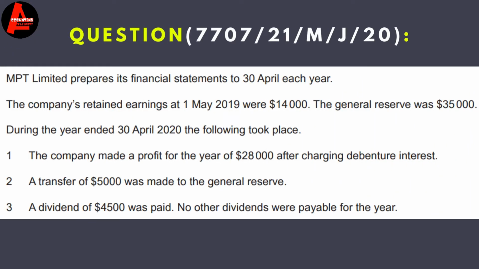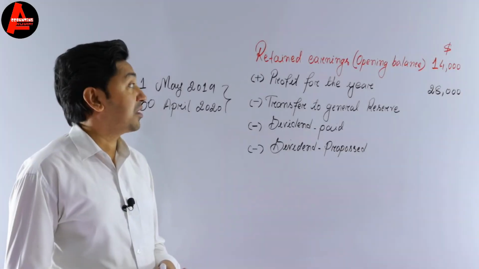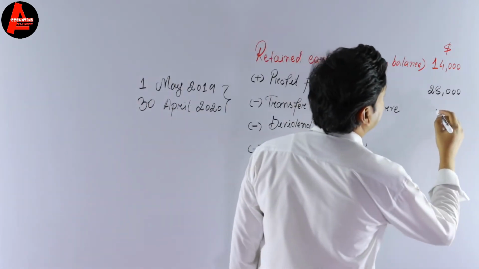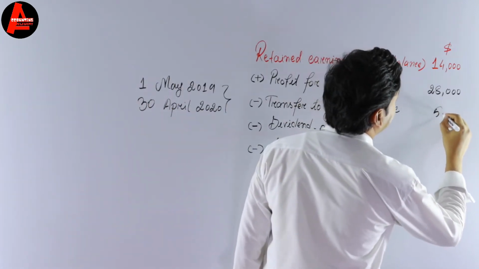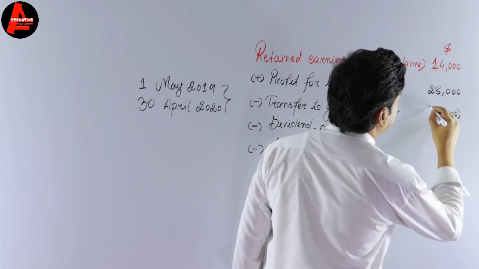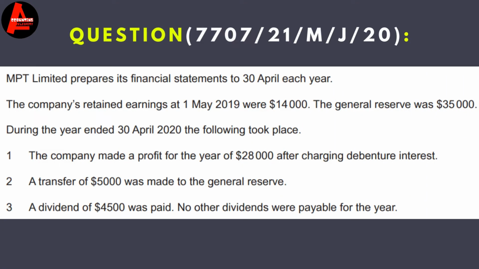Okay, very good. Then what do you have in the question? Number two, a transfer of $5,000 was made to the general reserve. Okay, so there is a general reserve, we have to subtract. It is $5,000. So let us write here $5,000. So this amount will be subtracted. So let us put a bracket here. Okay, very good.